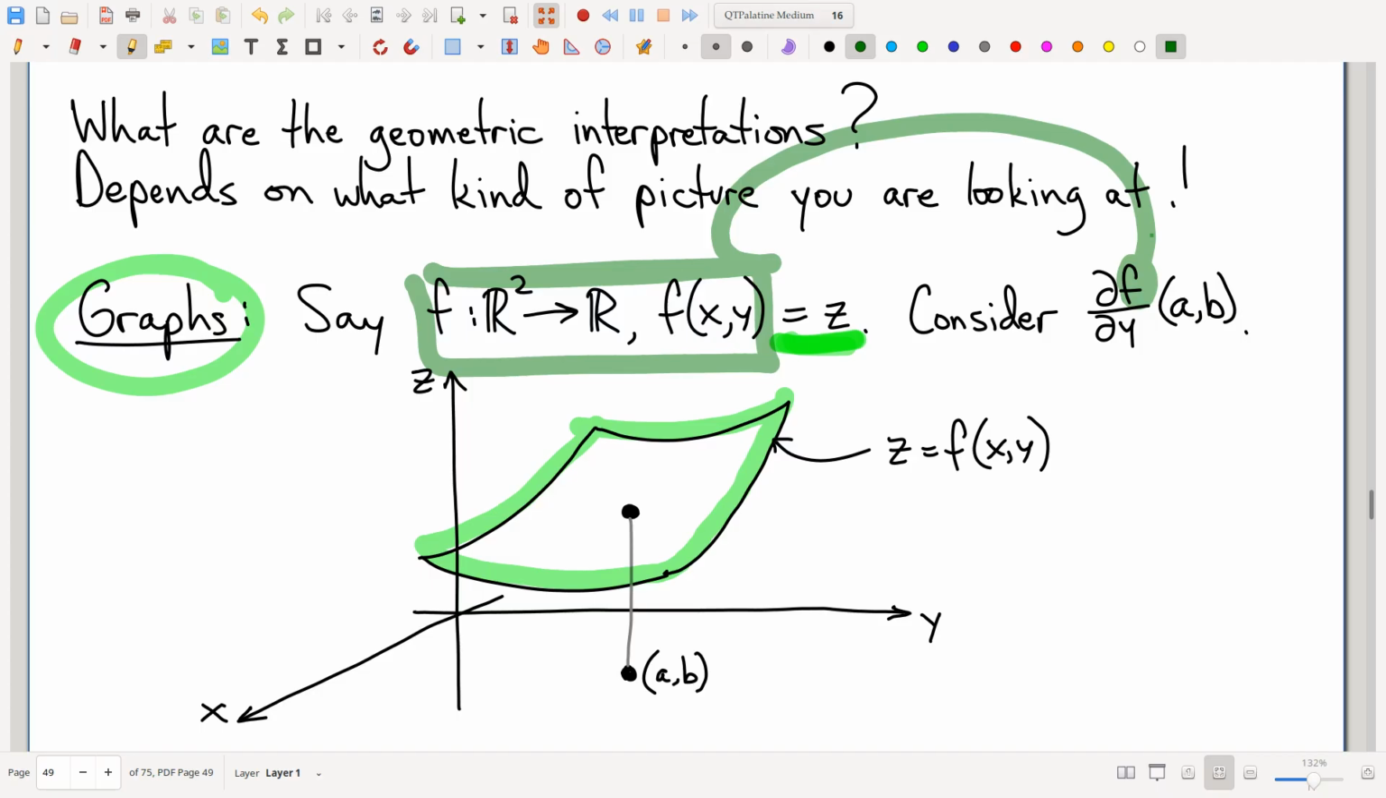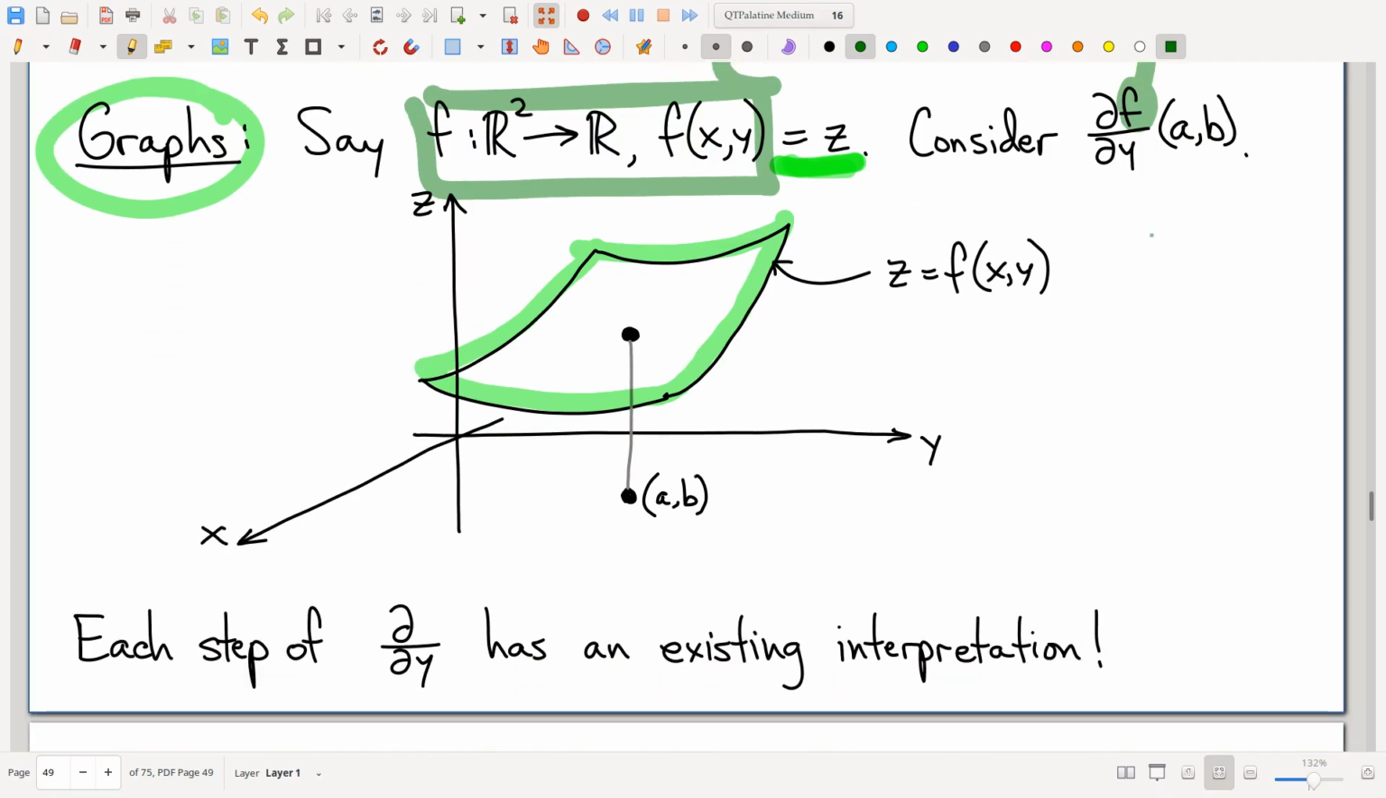Okay, so we're going to, let's see here. I'm going to take a partial derivative at this point (a, b). So that tells you where you're at. We're going to take a partial derivative with respect to y. That means y is the variable that we're not going to turn into a constant. And now let's start drawing pictures.